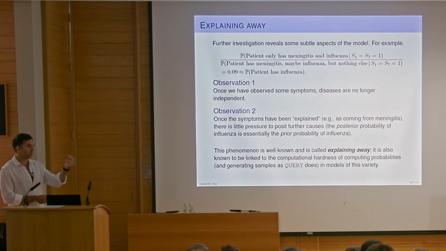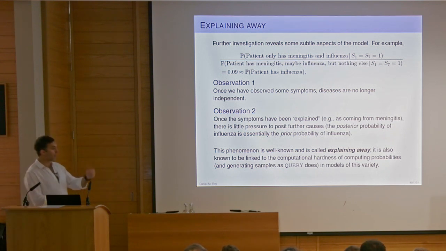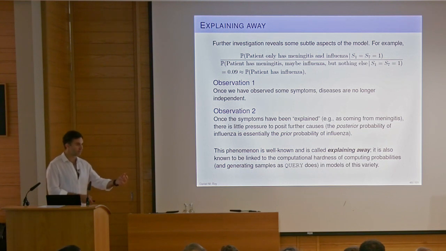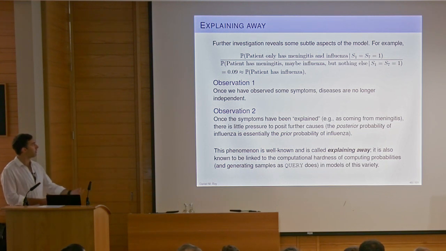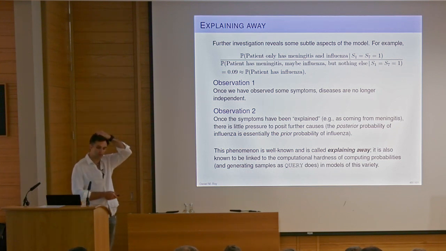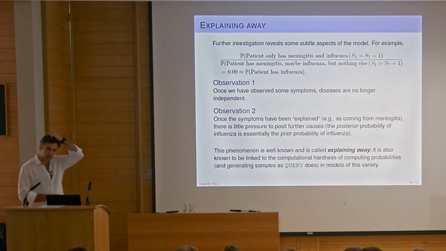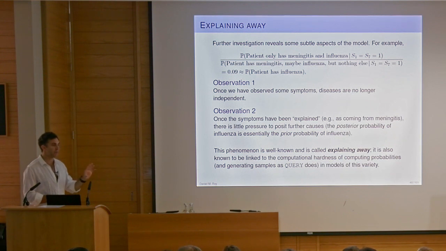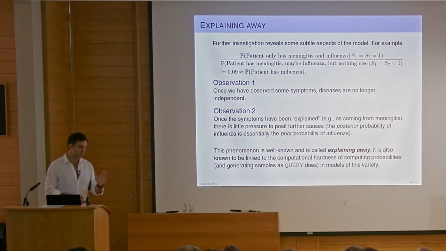So what that probability is, the probability that I have influenza on top of meningitis, is almost exactly the same as your prior probability that you have influenza. So it's worth thinking about what that means. The probability you spontaneously came up with influenza is the same as a judgment given that you have meningitis, what's the probability that you also have flu?